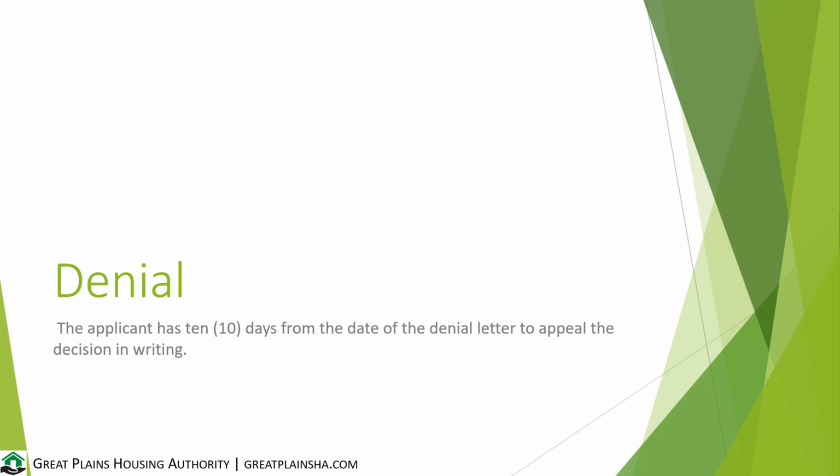If Great Plains Housing Authority denies the applicant, a written denial is sent explaining the reason for the denial and giving the applicant an opportunity to appeal the decision. Denial letters are sent within 5 working days from the date of application. The applicant has 10 days from the date of the denial letter to appeal the decision in writing. Great Plains Housing Authority will review the request and determine if the denial should be overturned, upheld, or reviewed by a third-party official. If there is a third-party official, the client will have an opportunity to explain the request to the official. Great Plains Housing Authority does not have to follow the recommendation of the third-party official. Appeal letters received after the 10 days will be automatically denied.